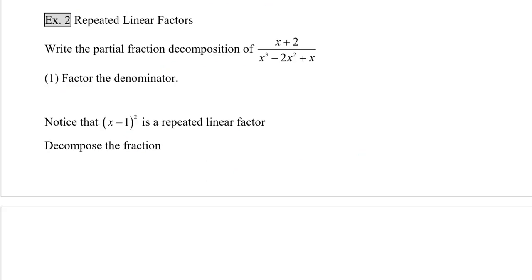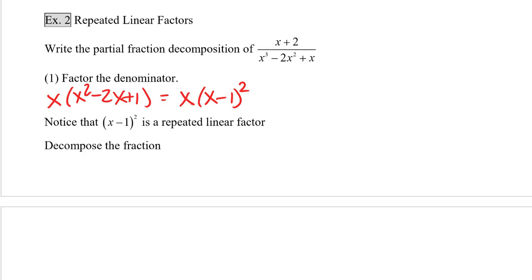Example 2, repeated linear factors. Write the partial fraction decomposition of x plus 2 over x cubed minus 2x squared plus x. So we need to factor the denominator as always, and first we're going to take out the GCF, which is x, and we're left with x squared minus 2x plus 1. Well, this is a perfect square trinomial which factors into x times x minus 1 squared. So notice that x minus 1 squared is a repeated linear factor. So we have to handle this a little bit differently.